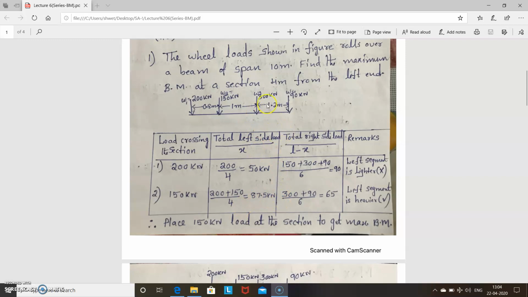Then the right side load. Now only two loads are there on the right side, because this one is still on the left side. Your second load, 150, is being considered. So now the right side loads are 300 plus 90 divided by L minus x, so 65. Which is higher now? The left side is more, so that is heavier. So you can conclude that this is possible, meaning you have to place the 150 kilonewton load at the section to get the maximum bending moment.